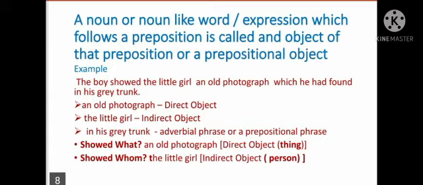An old photograph: direct object. The little girl is the indirect object. In his great trunk: adverbial phrase or prepositional phrase. Showed what? An old photograph. Showed whom? The little girl.